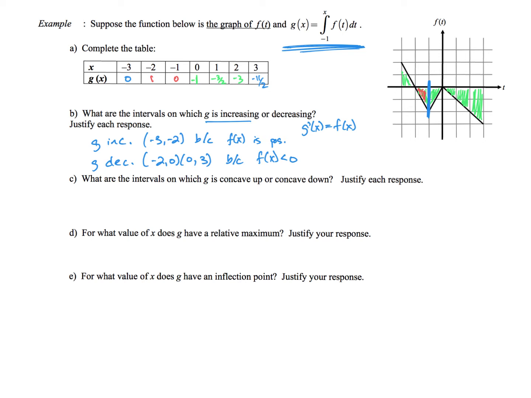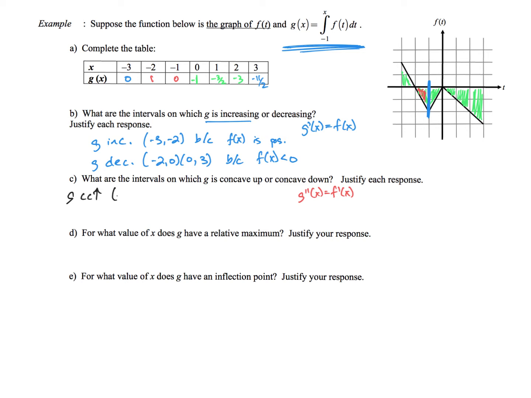All right. For what intervals is G concave up or concave down? What derivative do we kind of need to think about on this one? The second derivative. Well, G double prime is actually equal to F prime. Well, this is an F graph here. What's the relationship with F and F prime? It's the slope. So truly, I'm talking about the slopes of this graph. Do you see how we just thought about that?